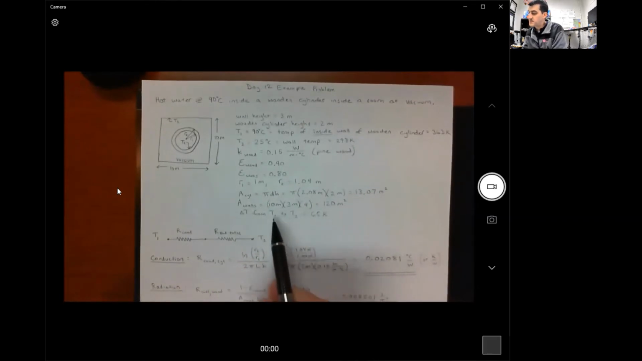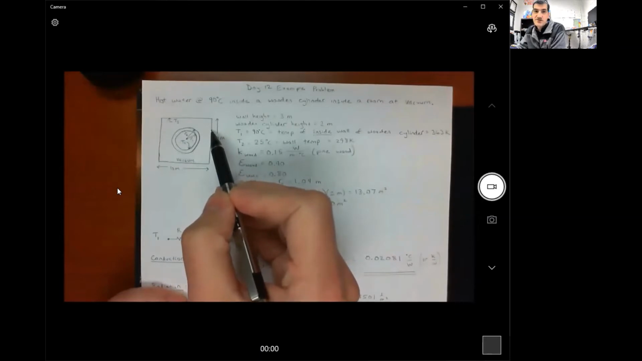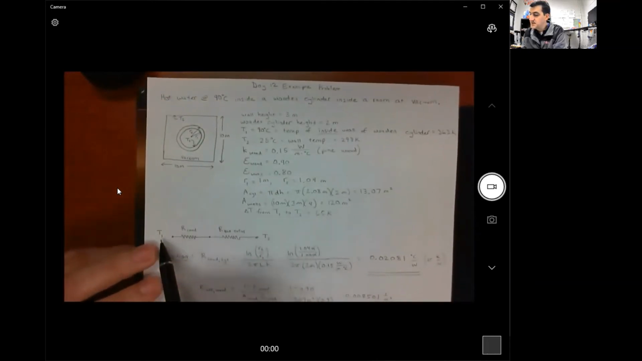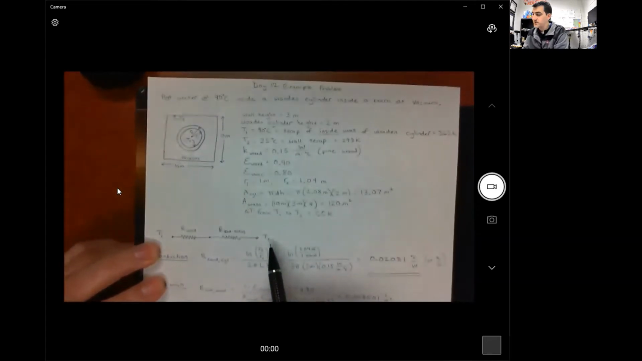So the delta T might be useful. I went ahead and calculated it here. The difference from T1 to T2 is 65 Kelvin. So that's the difference from the inside wall temperature to the exterior room wall temperature. So the next thing we should do once we understand the problem is to draw the thermal resistance. And that would look like this, where I've got T1, that is the inside wall of the barrel. And T2 is the temperature of the room's walls.